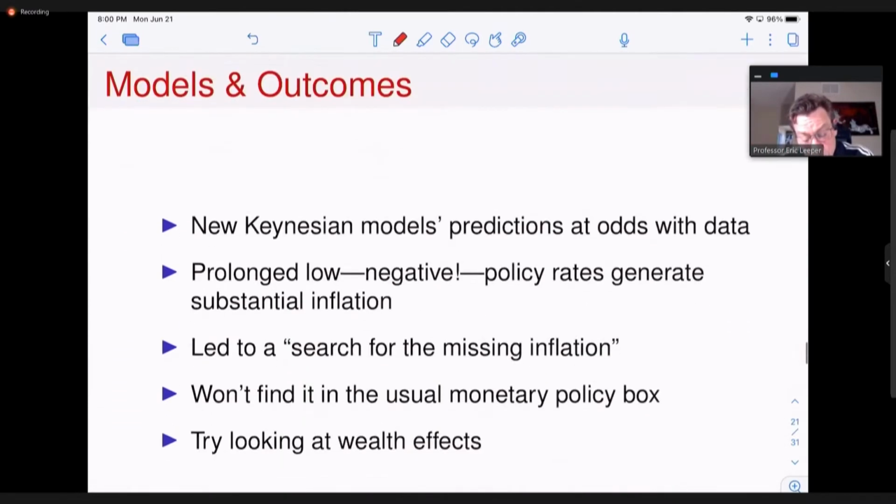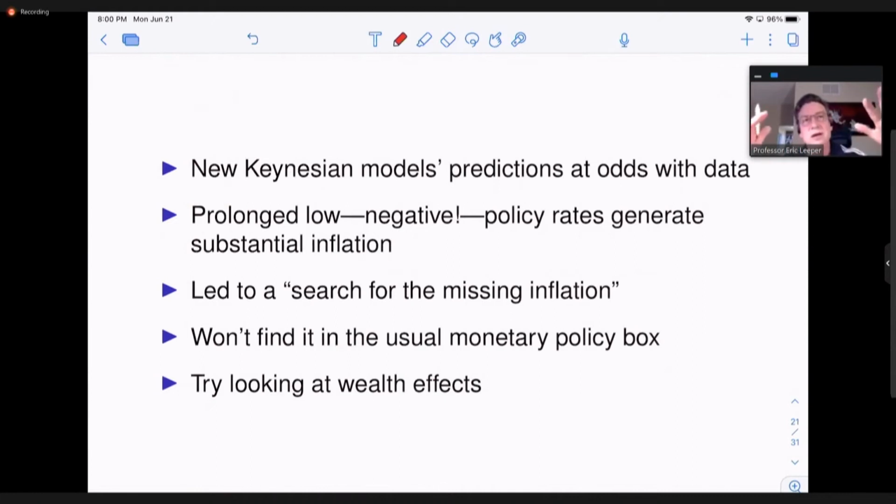Okay, so if you look at new Keynesian models and you feed that degree of monetary ease into them, you would get serious inflation. So the predictions of these new Keynesian models are at odds with data. This has led to a search for the missing inflation, but I can tell you, you're not going to find it in the usual monetary policy box. I think we need to be looking at what the wealth effects are and try to measure those. And those aren't even suggested by the standard new Keynesian models as things that are objects of interest. So I would encourage central banks, if they're facing a puzzle like this, to spend a little time looking at what's going on with fiscal policy and what's happening with wealth effects.